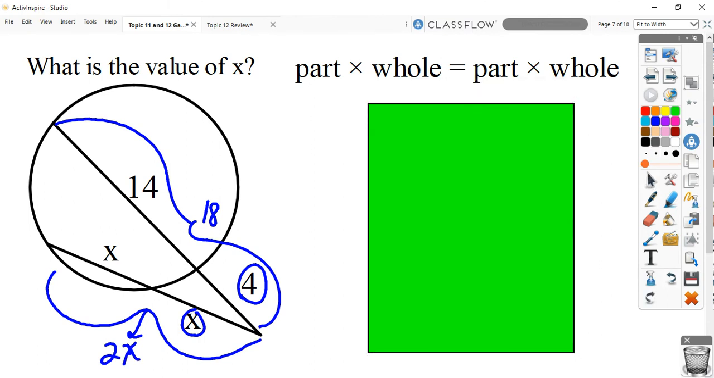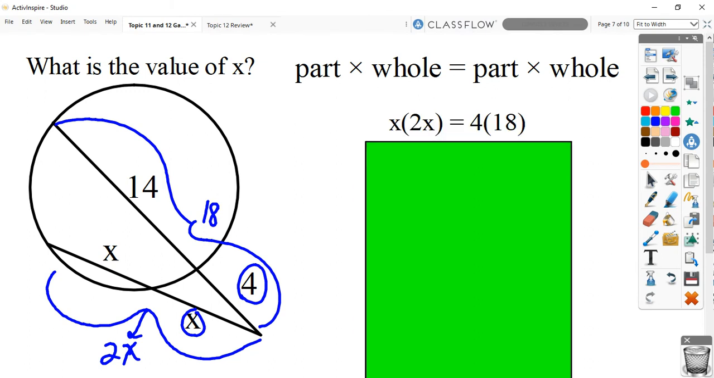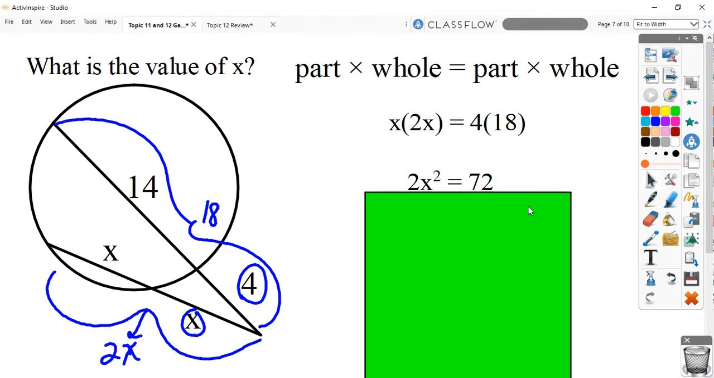Part times whole, outside part times the whole thing, is x times 2x. And on the other chord, the outside part, 4 times 18. Okay, simplifying stuff down as we go. X times 2x is 2x squared. 4 times 18 is 72.